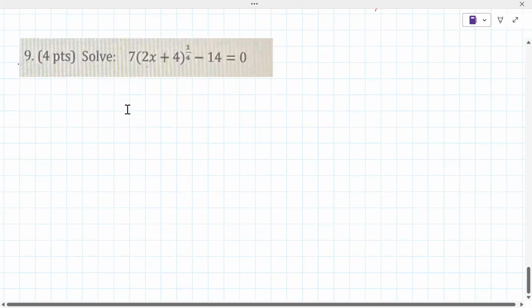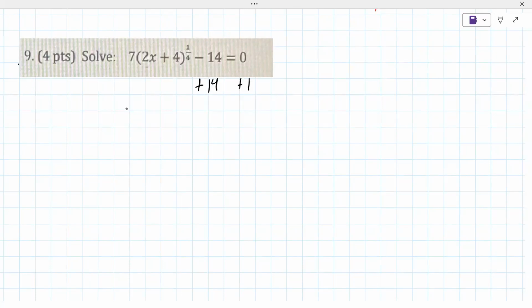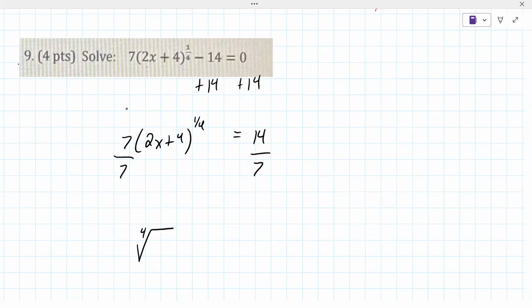All right, new question for us to look at now. We're going to first add 14 to both sides. And then we're going to divide by 7. And so this is, I'm just going to slightly write, the 4th root of 2x plus 4 equals 2.